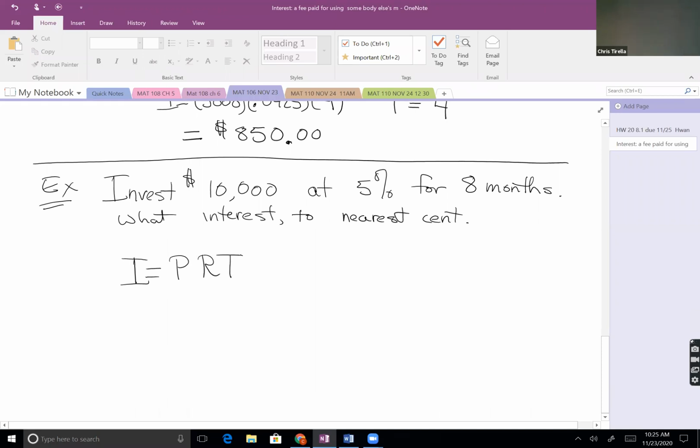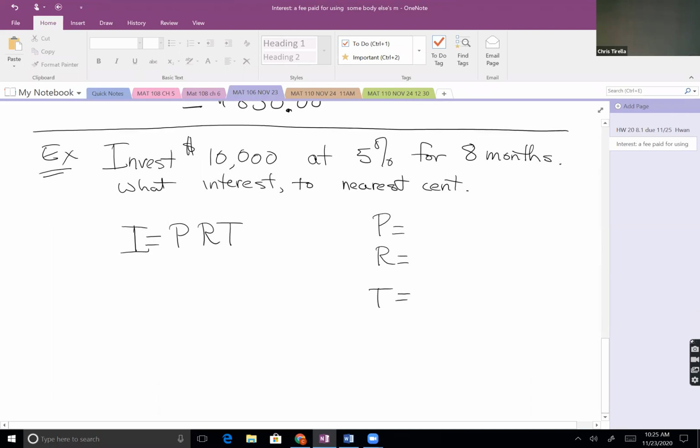So we're going to use our I equals PRT. And we need to identify our P, our R, and our T. What's P? 10,000. What's R? 5%. Which is 0.05. Make sure you change it into a decimal. And now time is 8 months.